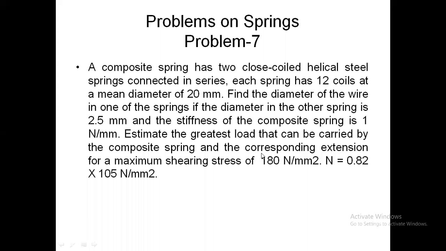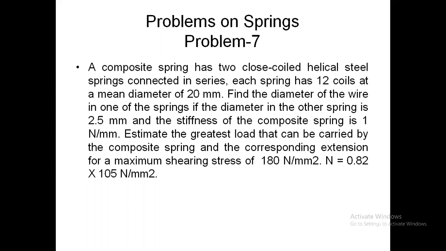As the springs are connected in series, as given in the picture, I will draw that. One diameter of the wire is not given, but the other diameter of the wire is given as 2.5 mm. And the stiffness of the composite spring is 1 Newton per mm. Why is it called a composite spring? See, here they didn't mention series or parallel. They just mention it as composite. What do you mean by composite? More than one is called a composite. As it is connected with two springs, it is called a composite spring.